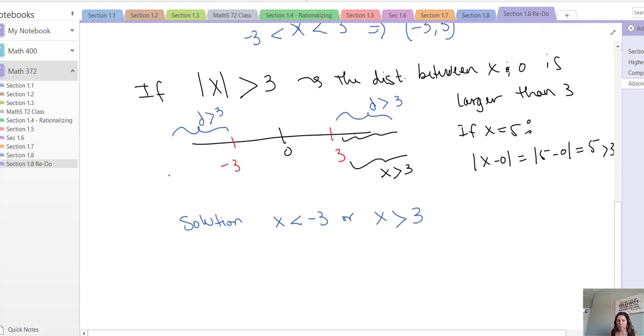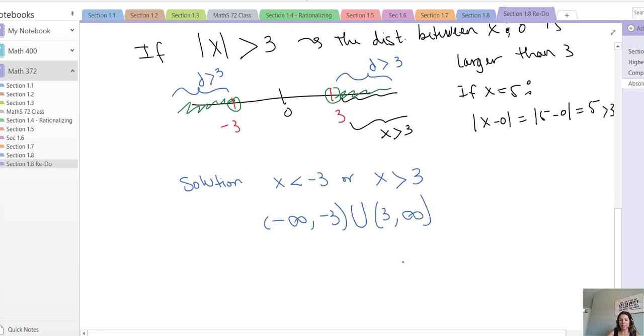What about the interval notation here? So I can shade it. And these are not included. So my interval notation is going to be -infinity to -3, not included, or, so that becomes a union, x is greater than 3. So 3 not included all the way to infinity.